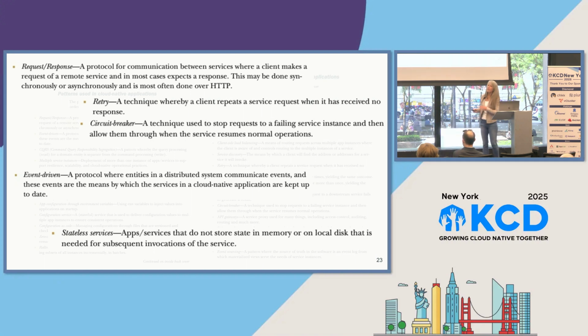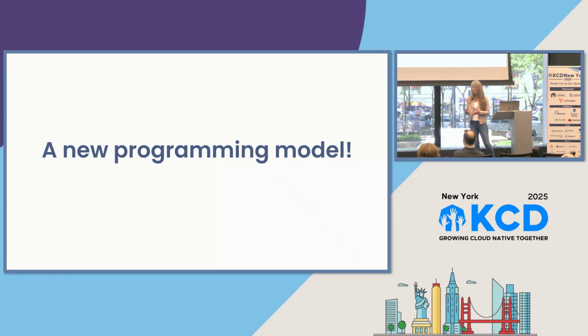So these are all the patterns that I just showed you in that really simple example that you have to implement. You're doing a request response because you need some synchronous stuff. You're doing retries and circuit breakers. You're doing an event-driven architecture, and you're managing state. So that's an awful lot of complexity for the developer.